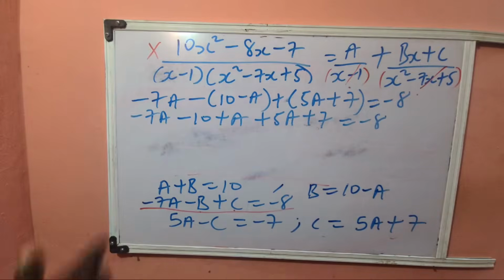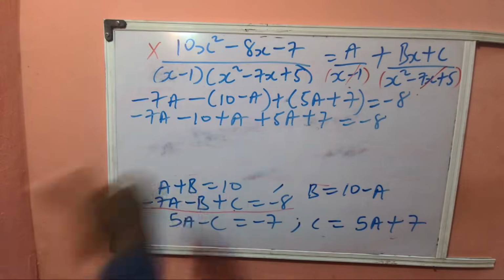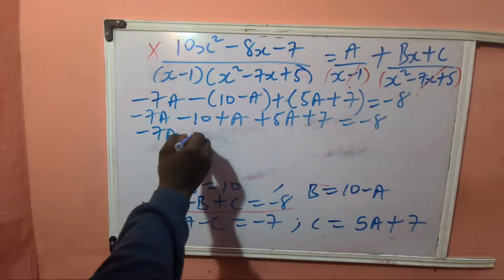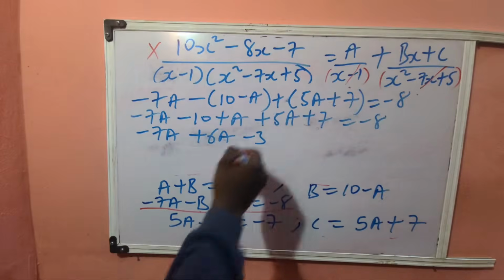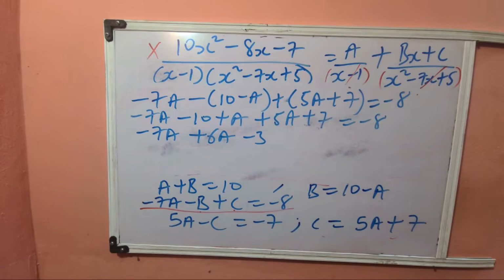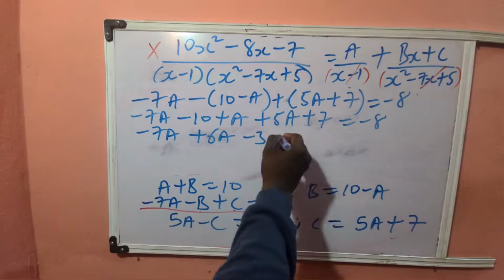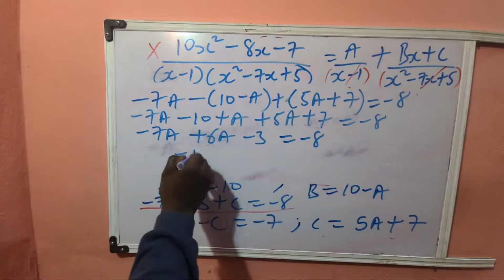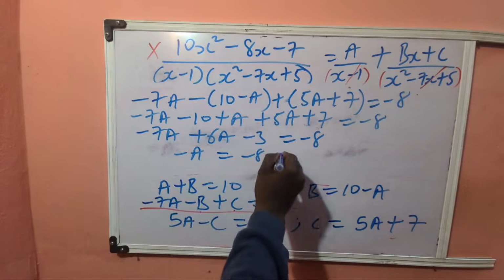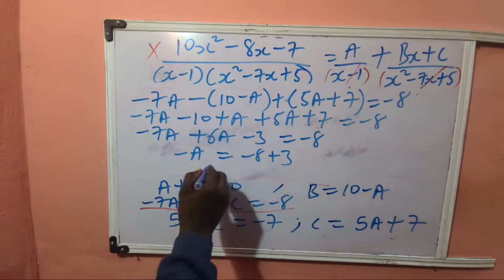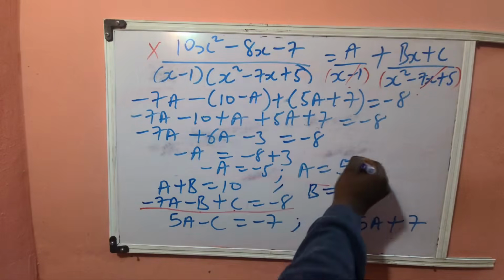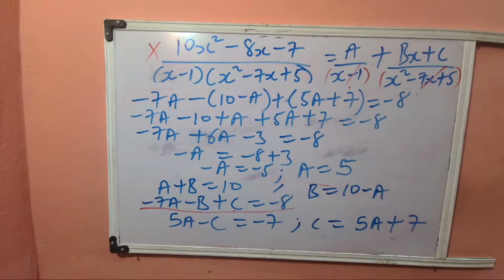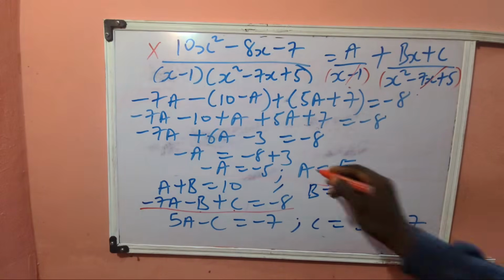Looking at this, we can see this is minus 7a, this is plus 6a. That's minus 7a plus 6a. Minus 10 plus 7 will be minus 3. And we'll be having minus 8. So this will be minus a equals minus 8 plus 3. So minus a here will be equal to minus 5. Our a here is equal to what? 5. For those of you that got a as 5, you are perfectly correct.